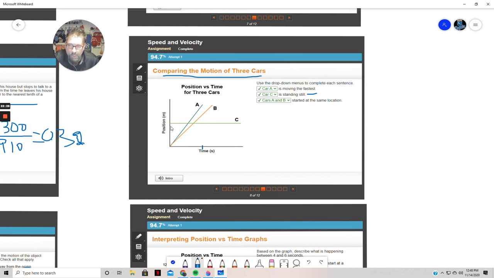When you're thinking position and time, a flat line is a reference to not moving. You're in the same spot, the timer's running, but you're not getting further or closer to the point where you started. And starting in the same location, we're looking for 2 places on the y-axis where the origin is the same, where the starting position is the same. If I had a 4th line here, and this was car D, then C and D would also have started in the same position, even though they had different results, much like A and B. But that's a reference to the comparison of location, standing still, which is this line right here. And moving fastest, which is this line here. Okay, so close that.